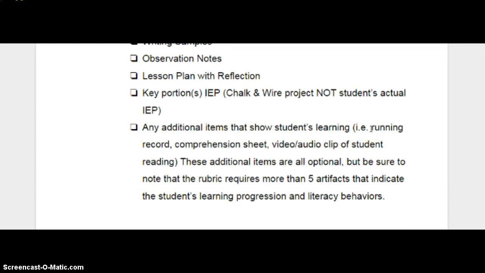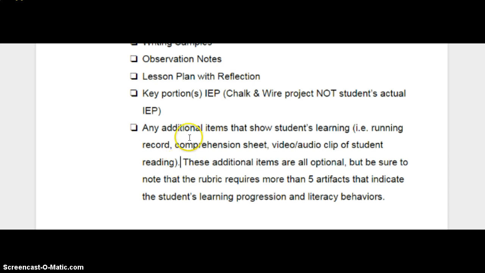These are not required, but sometimes in order to make it to that more than 5 artifact point, we need some of these, and so if you have them, it might behoove you to use them. There's running records, maybe a comprehension completion sheet, a video or audio clip of the student. They're all optional, okay? Just some ideas to get you started if you're struggling for more than 5 artifacts.